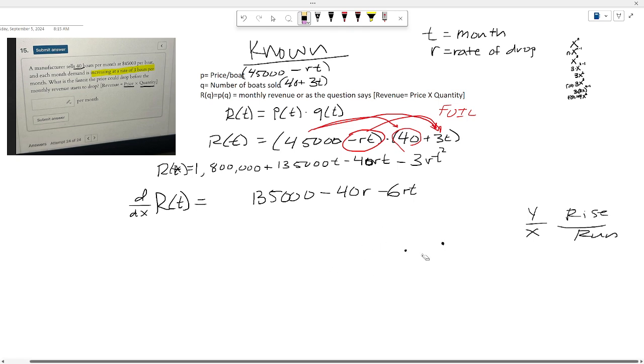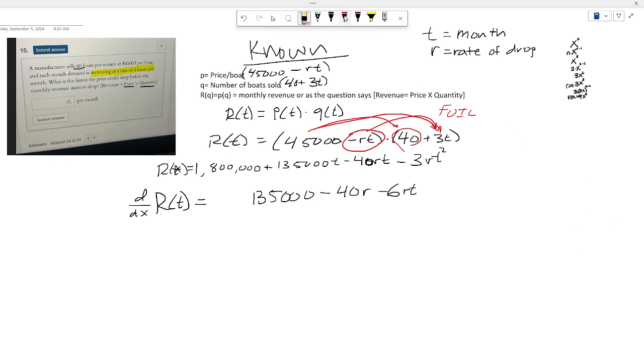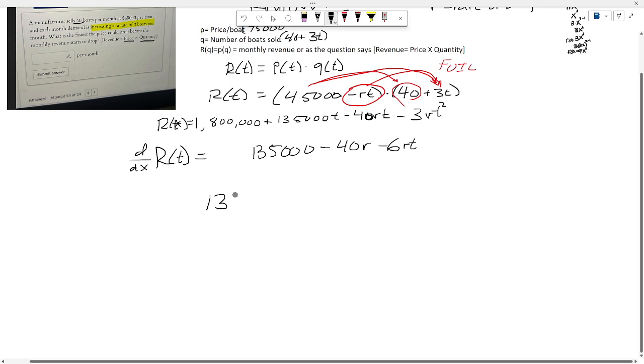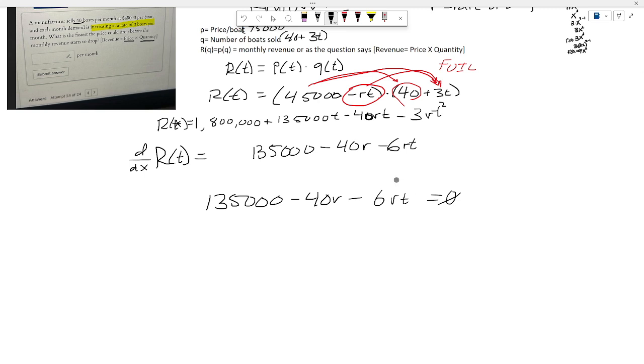The problem is we still have r's. So we want to find the rate of drop, right? We want to find the biggest drop. So what this means is that we're going to be looking for a local maxima or minima. And we can do that by zeroing out the function. So the way to zero out a function is to just make it equal 0. So this function now equals 0. So wherever this function equals 0 is where there's going to be maxima and minima.